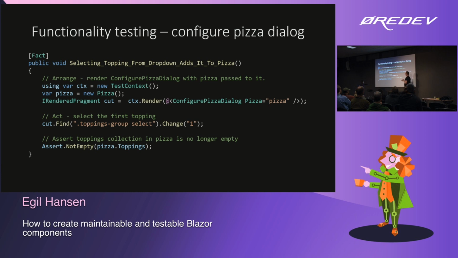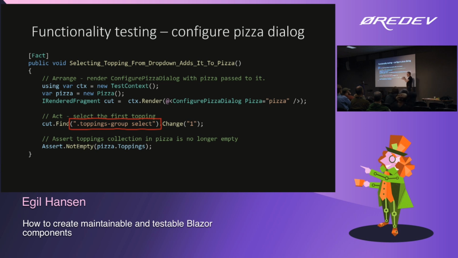The important bit here is we have very little coupling to the actual markup that the configure pizza dialog component produced. So this test should not break if we change a bunch of things about the markup. It should only break if the core functionality of selecting a new pizza topping doesn't show up in the toppings collection of the pizza, because then there's something wrong. So this is about creating maintainable tests that don't break when things change around the system under test that aren't directly related to the test at hand.